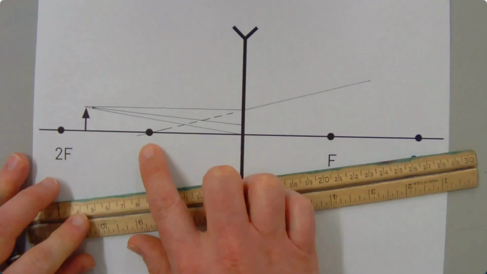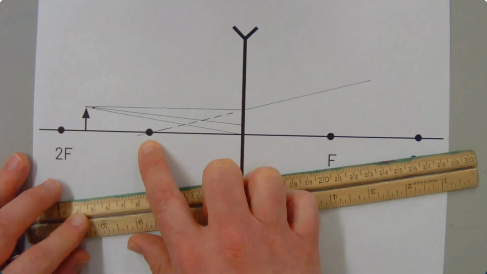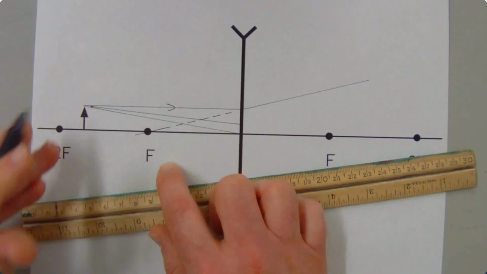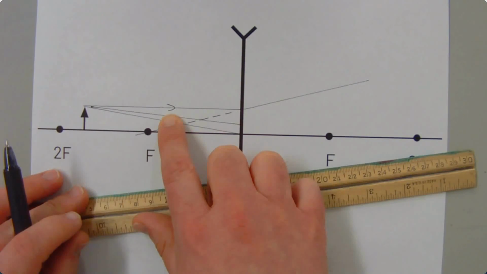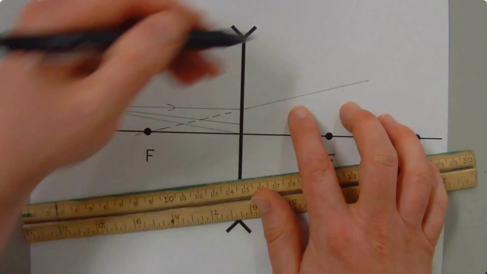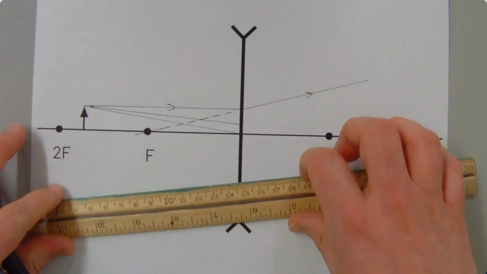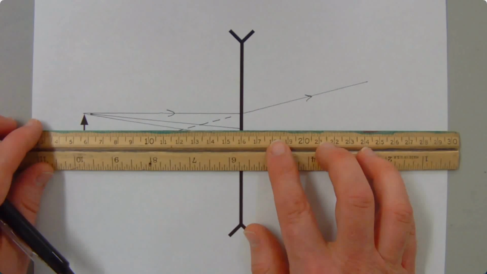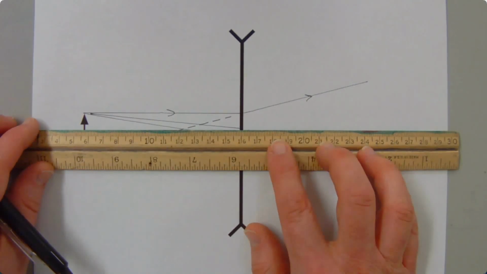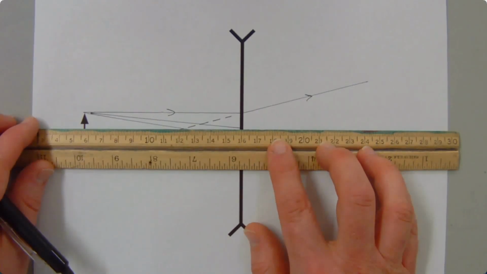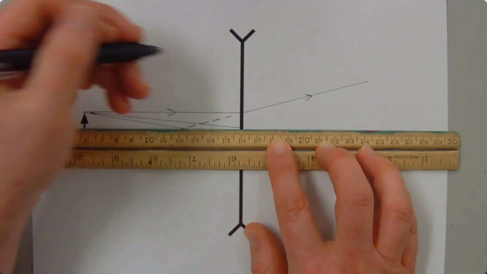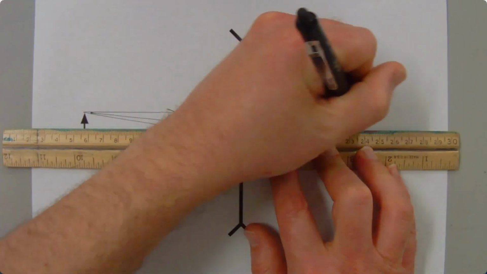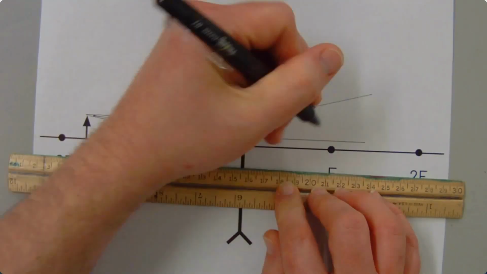So you can see it goes through the focal point on the side of the lens with the object. So this is our ray that goes to the lens, and this is our ray that goes through the lens. Then we have our ray that goes through the focal point. The refracted ray is parallel to the principal axis.